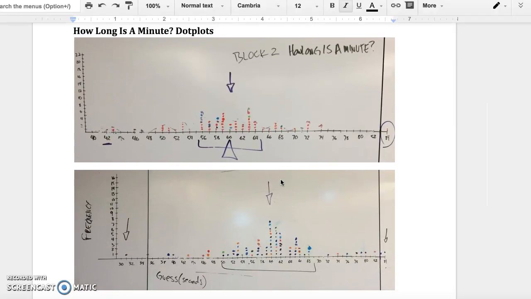Here we have the distributions of guess times for how long a minute is from block 2 and from block 5. Remember that each dot represented one guess, so one data point, and this can tell us the values that the variable takes, which is guesses, so the number of seconds in your guess, as well as how often it takes it. So you can see that, for example, in block 2 up here, we had 1, 2, 3 students who guessed 62 seconds.